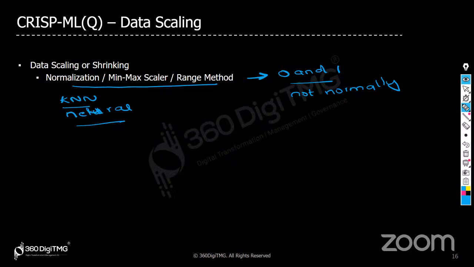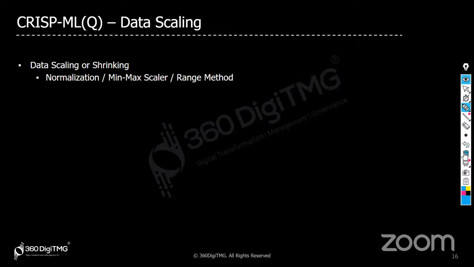So why is this called the range method? Because range is nothing but maximum minus minimum, the difference between maximum and minimum. You can see it in the formula itself: x minus minimum divided by max minus minimum. This is range. So normalization is called the min-max scalar method or range method. And there is a second one, which is standardization.